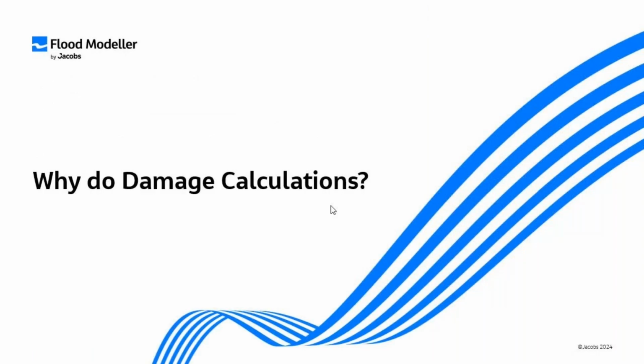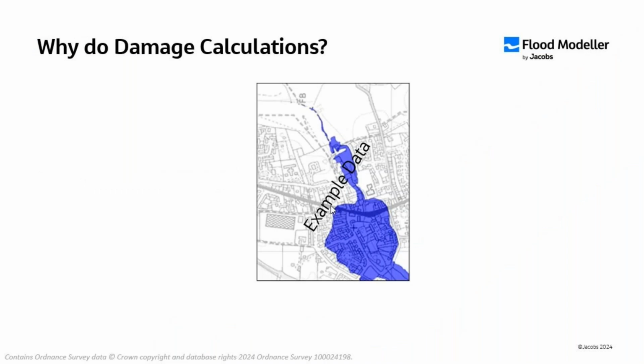So the first one of those, why do damage calculations? What's it for? Well, I'm guessing there's quite a few hydraulic modelers on this call. So you'll be familiar with producing flood model results, which tell you that a town could have a flooding problem. We've got some example data here. There's just one flood probability shown on here to keep things simple, but obviously in reality, you may have lots of different return periods.